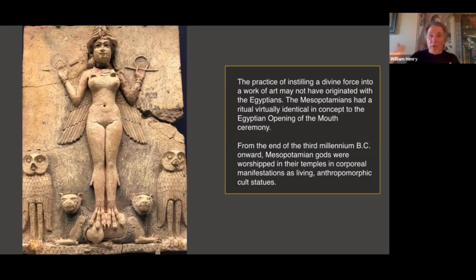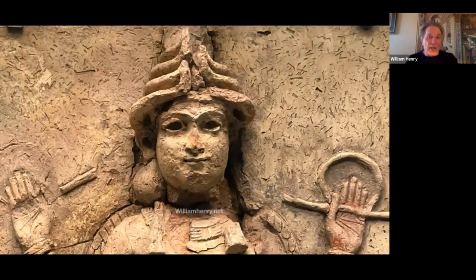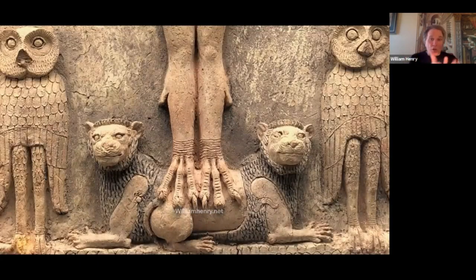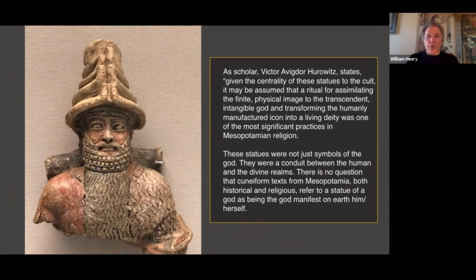Why send yourself to London on an airplane when you can just beam an image of yourself and imbue it with your spirit? That's essentially what this is saying. So this icon of Inanna or Ishtar is in fact Ishtar, according to this viewpoint, according to this spiritual practice. As the scholar Victor Avigdor Hurowitz says, given the centrality of these statues, it may be assumed that a ritual was performed in which the finite physical image of the intangible God was transformed into the manufactured icon, and transformed into a living deity. And this, he says, was one of the most significant practices in Mesopotamian religion.